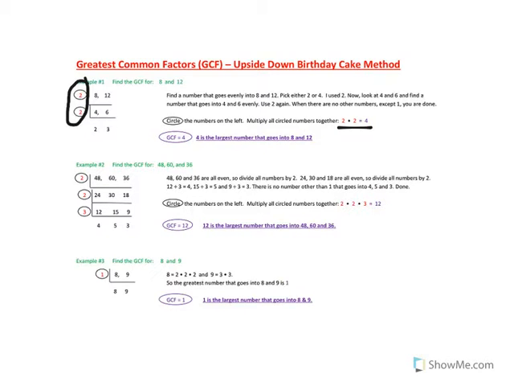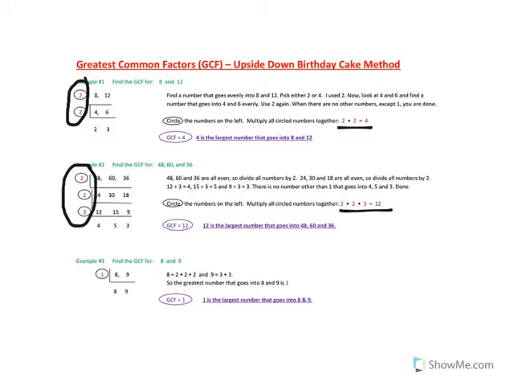48, 60, and 36 are even, cut them in half. 24, 30, and 18 are my results. Cut those in half because they're all even. 12, 15, and 9. 3 goes into those numbers. If you forget your divisibility rules, you should go back and look at a video on that. You end up with 4, 5, and 3, and nothing goes into that evenly except for 1. So my greatest common factor is going to be the product of 2 times 2 times 3, 12.